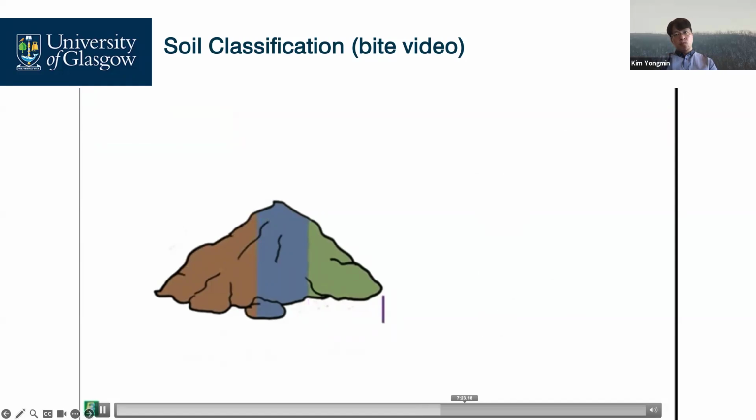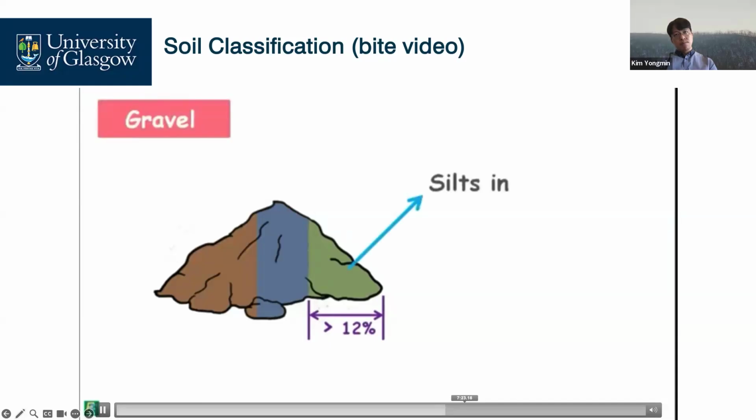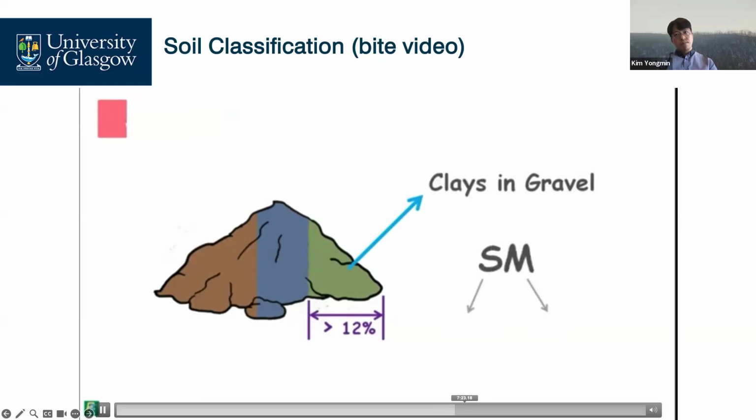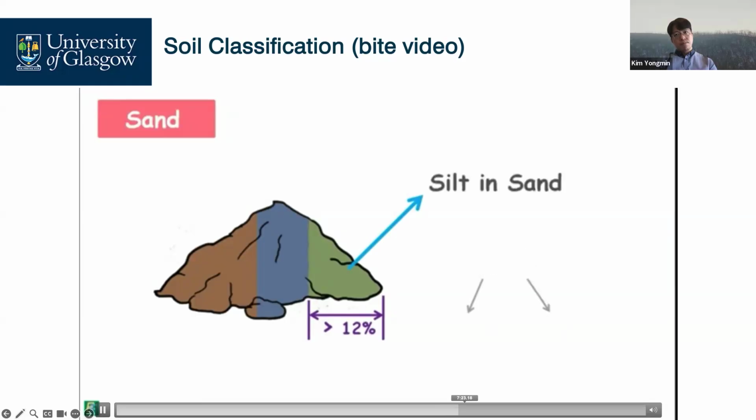Now, if the percentage of fines in the soil is greater than 12%, and if it is gravel soil and contains silts as its fines, it is designated as GM. G for gravel and M for silt. GC if the fines are clay, SM if the soil is sand and contains fines of silt, and SC if sand contains fines of clay.